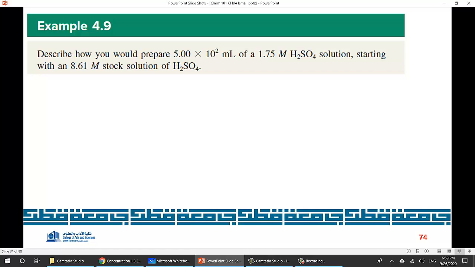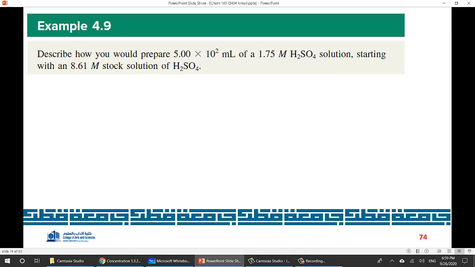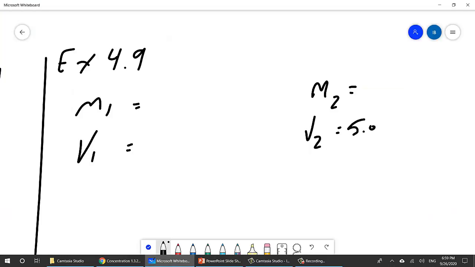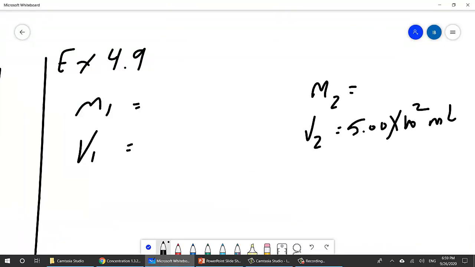So this example 4.9 says determine how you would prepare this solution. That means this is the solution that you want to prepare, and therefore this 5.00 times 10 to the power 2 milliliter is V final, or V2. So I'm going to write this down here. V2 is 5.00 times 10 to the power 2 milliliter. The 1.75 is also the concentration that is required, so that's M2.